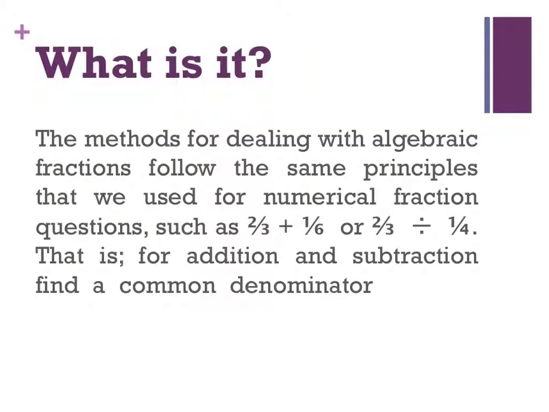The methods for dealing with algebraic fractions follow the same principles that we've used for numerical fractions. So when we've learnt how to add 2/3 and 1/6, or when we've learnt to divide 2/3 by a quarter, we follow the same principles when we have pronumerals in them as well. Today we're going to look at addition and subtraction. For addition and subtraction, before we can do anything, we need to find a common denominator. So let's have a look at a few examples.